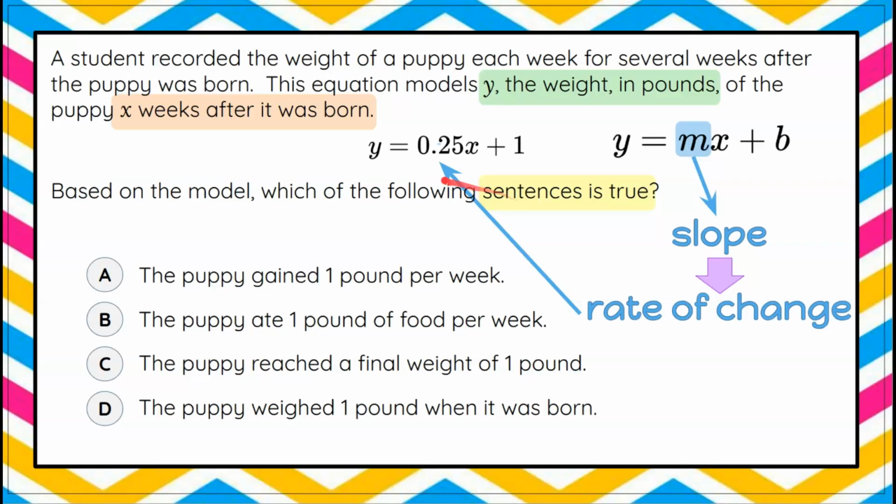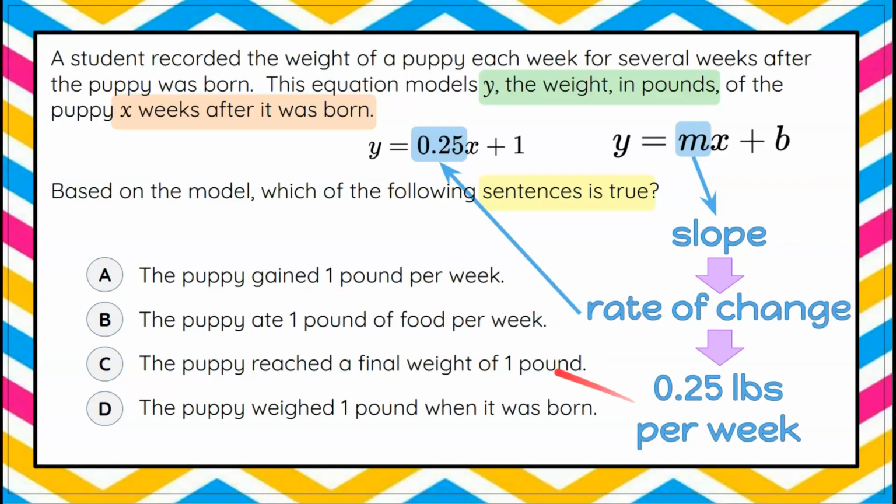So in this situation, our rate of change is 0.25, representing that the puppy is gaining 0.25 pounds per week, 1/4 pound per week. I know it's gaining because it's positive, not negative. Negative would mean it was losing weight. So when I look at the 2 options here that tell me per week, right? This is what it says. The puppy gained 1 pound per week. That is not true. It gained 1/4 pound per week. So when I look at this 1 pound per week, I can rule that out. I can eliminate that answer choice.